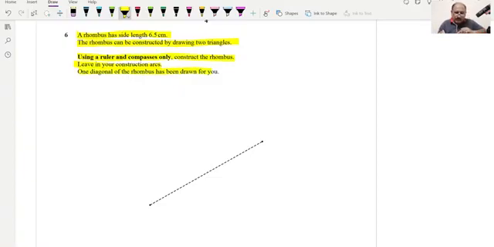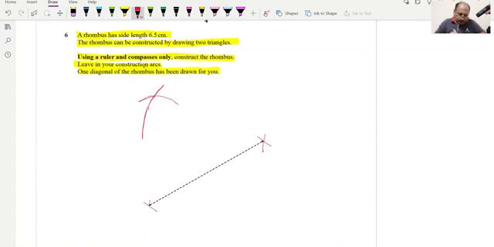One diagonal of the rhombus has been drawn for you. So this diagonal, basically they have already drawn for us. Now what we can do, we have to take 6.5 and 6.5, and we will make an arc. We will put the compass over here at this point, and we will make an arc like this. I'm making it freehand, hopefully you will be getting this. And similarly we can make another arc, for example over here.